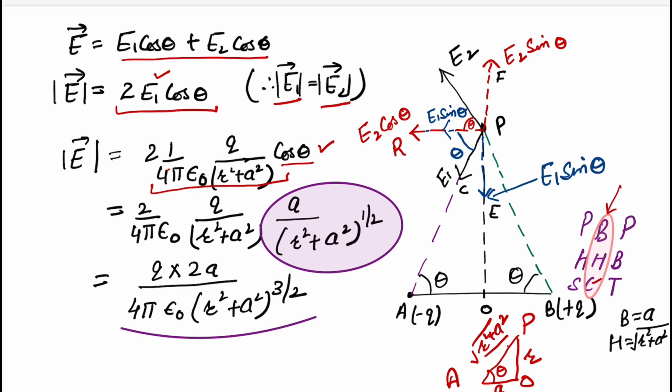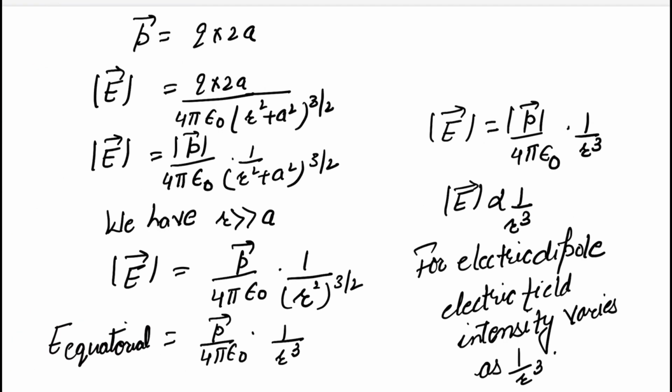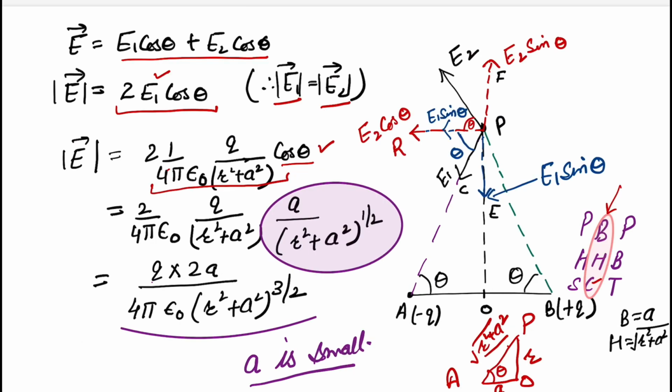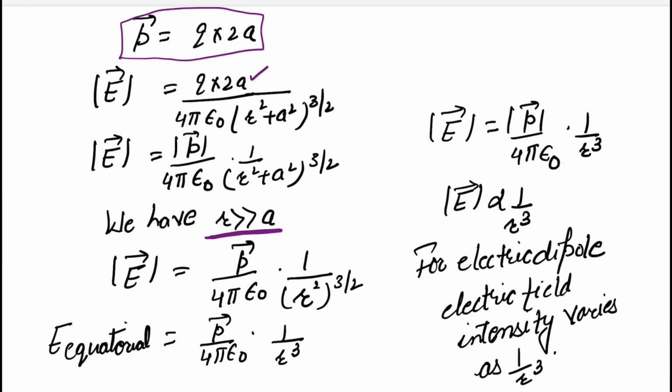We know that the dipole length is very small. This A is small, right? We use this particular information that A is very small as compared to R, and we substitute it in the expression. We put P as Q into 2A. So we substitute there, it was having Q cross 2A. This Q cross 2A is equal to the dipole moment. So we substitute it as P.